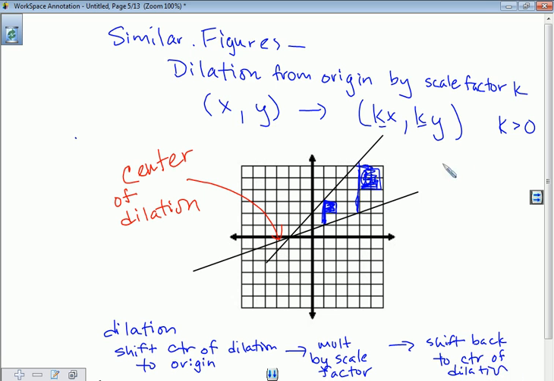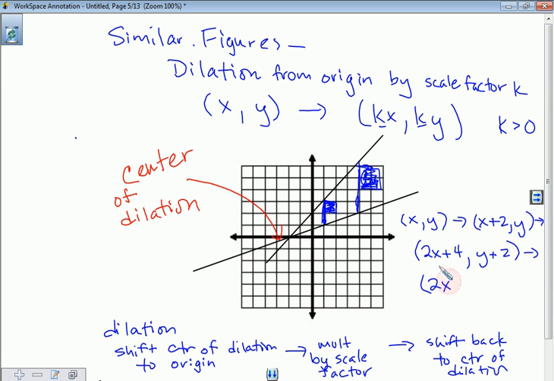So if I were to write a rule for this one, it would say x, y goes to, well, I got to shift it over to the center, so it would be x plus 2, y, because I don't have to add anything to my y. And then I'd have to multiply through by 2, so it'd be 2x plus 4, 2y. And then I'd have to shift it back, so it would be 2x. To go back, I'd have to do minus 2, so it makes it 2 there. And that's what it would look like.